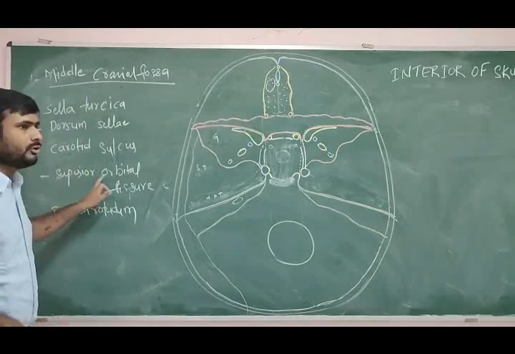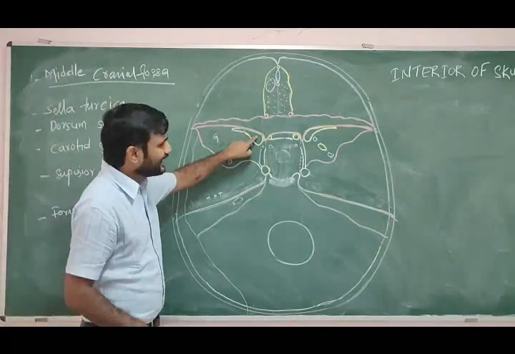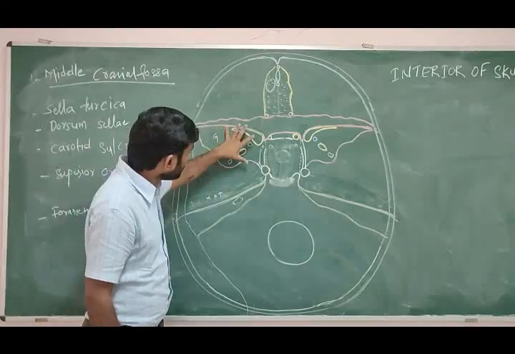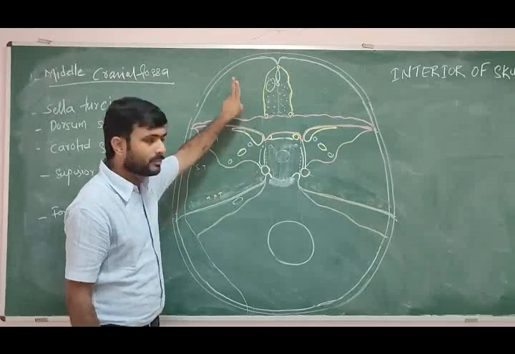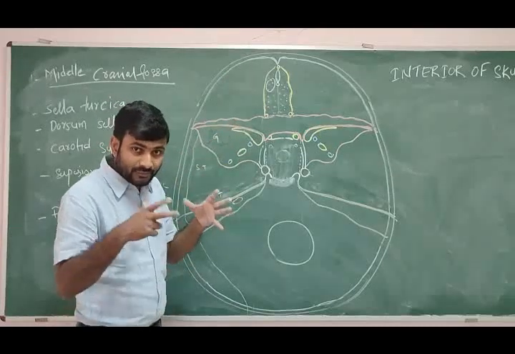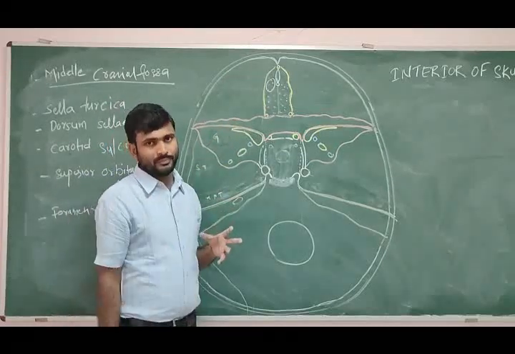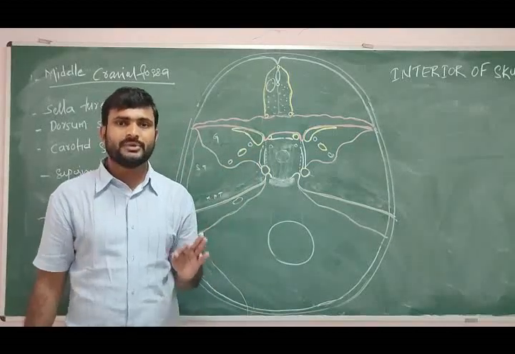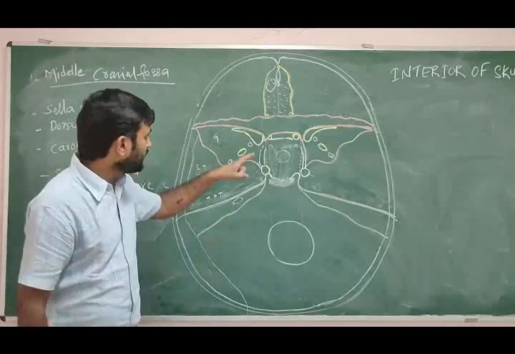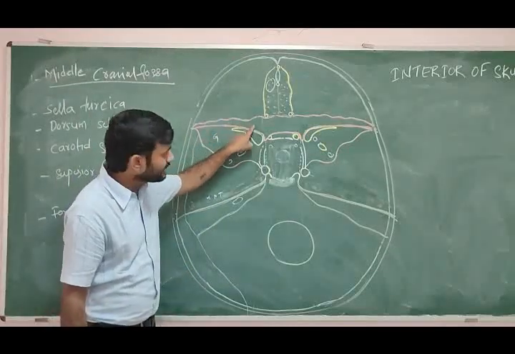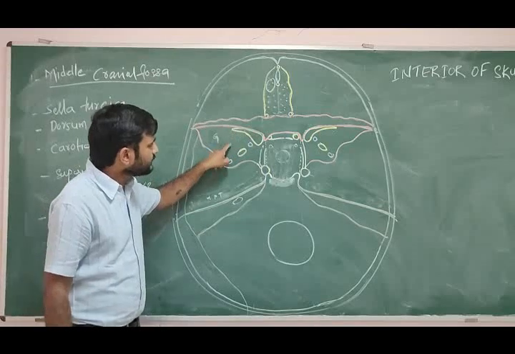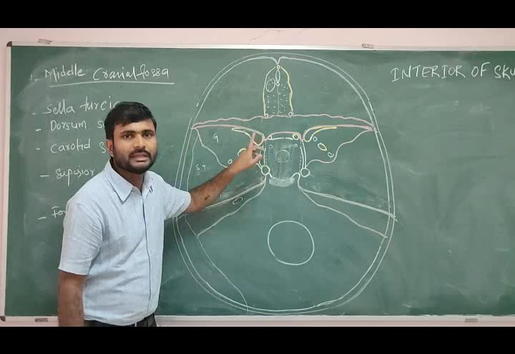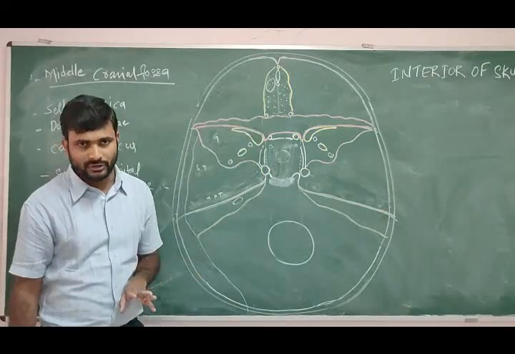Now come to the superior orbital fissure. See, it is a triangular-shaped fissure. It connects the middle cranial fossa with the orbit. The boundaries of the superior orbital fissure: above, it is bounded by the lesser wing of the sphenoid; below, it is bounded by the greater wing of the sphenoid; and medially, it is bounded by the body of the sphenoid.